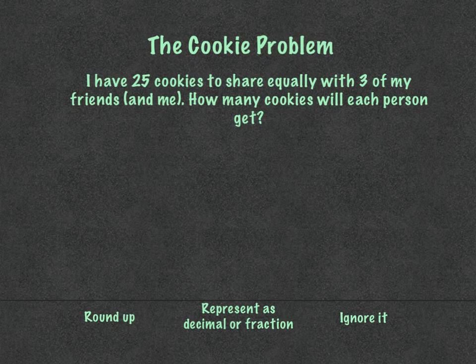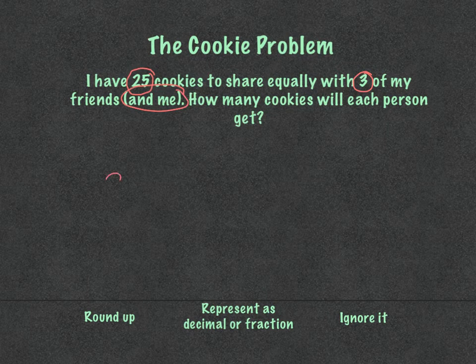So if I have 25 cookies to share equally with 3 of my friends and me, because I don't want to be left out of the cookies, how many cookies will each person get? So I'm going to circle the information I need. I have 25 cookies and I have 3 friends and me. So that's going to be important too. How many cookies will each person get?